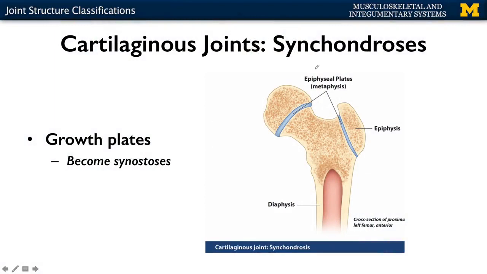So as we discussed, those synchondroses are those epiphyseal plates. You'll have the replacement of bone on the diaphyseal side, and eventually you'll have the complete replacement with bone to become a synostosis. So no movement is allowed at these joints.